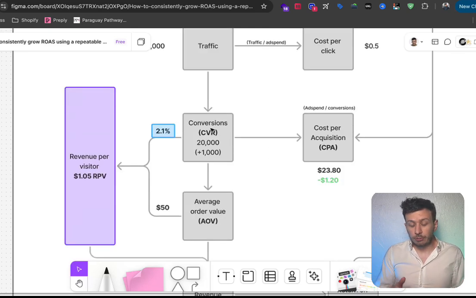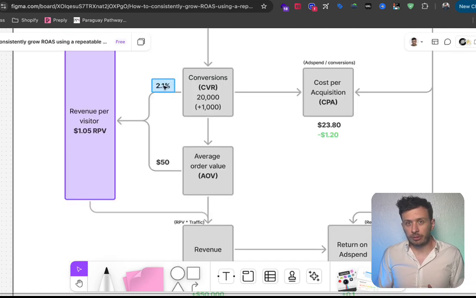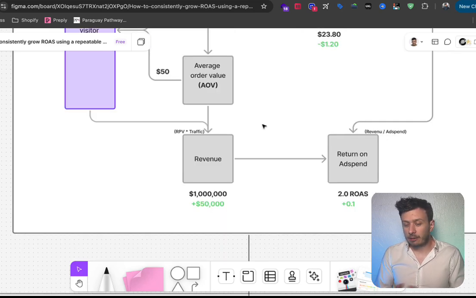So if we just increase by 0.1% the conversion rate and we keep the same average order value, the revenue per visitor increases, meaning we get more revenue. And we can see here it's just by 0.1% in this example, it's going to yield a 50K increase in revenue, and the ad spend actually increases.